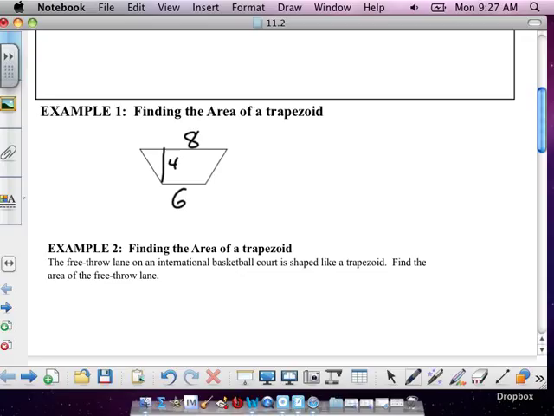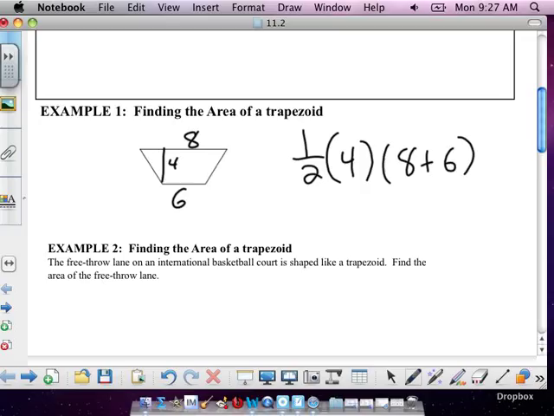Okay, so I am going to simply put it in the formula. I'm going to say 1/2. What's the height here? 4. And I've got base 1 is 8 and base 2 is 6. So 8 plus 6 times 4 divided by 2 or times 1/2.